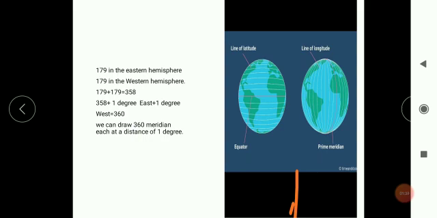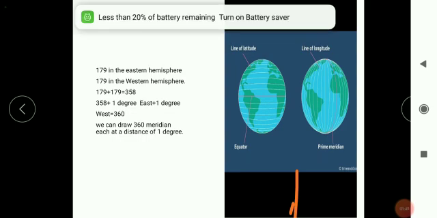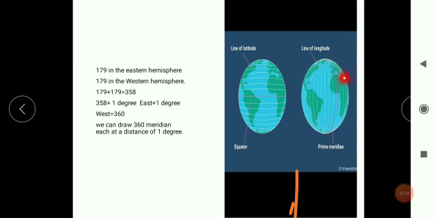As we have seen in the last lesson, 90 parallels in the northern hemisphere, 90 parallels in the southern hemisphere, which makes a total of 180, plus this great circle equator, that makes a total of 181 parallels on the globe. Now on the globe, 179 meridians or longitudes in the western hemisphere and 179 meridians in the eastern hemisphere, which makes a total of 358 meridians, plus 1 degree west and 1 degree east, which makes a total of 360 meridians. So actually we can draw 360 meridians on the globe.